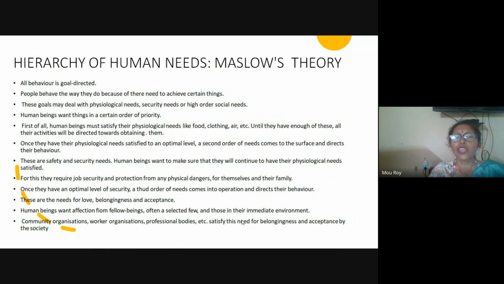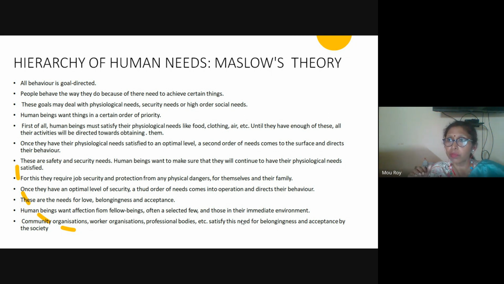Human beings want certain things in a certain order of priority. I need to complete this in a proper time. Why am I working? Because of food, clothing and all. But at the same time, there are some safety and security needs. Human beings want to make sure that they will continue to have their psychological needs satisfied. For that, they need to have job security. They need protection from physical dangers, not only for themselves but for their family, because the family depends on them; he's the breadwinner. So that is very important.